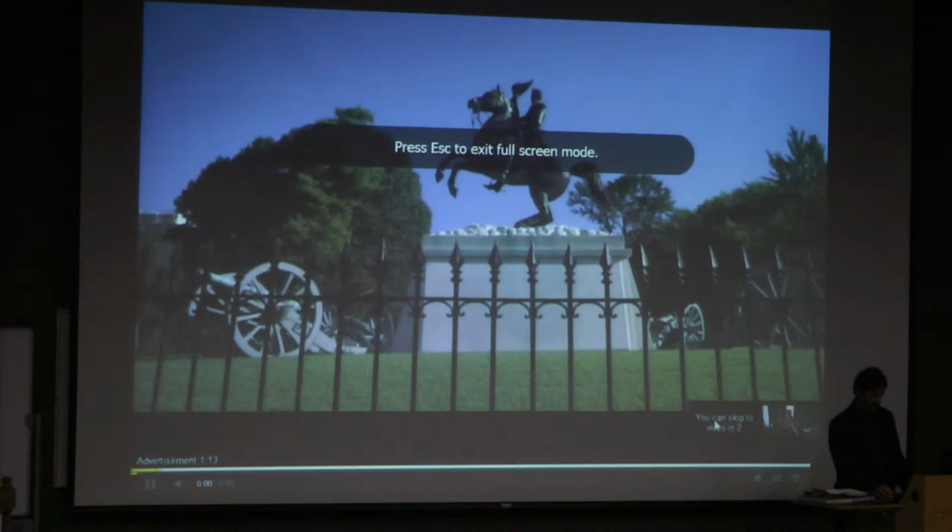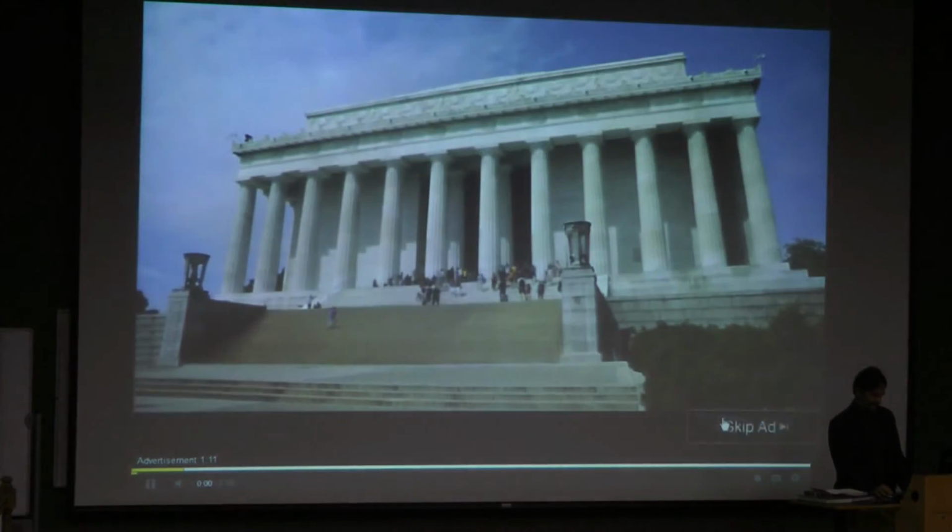There's two sides of Washington, D.C. There's the side that tourists see.